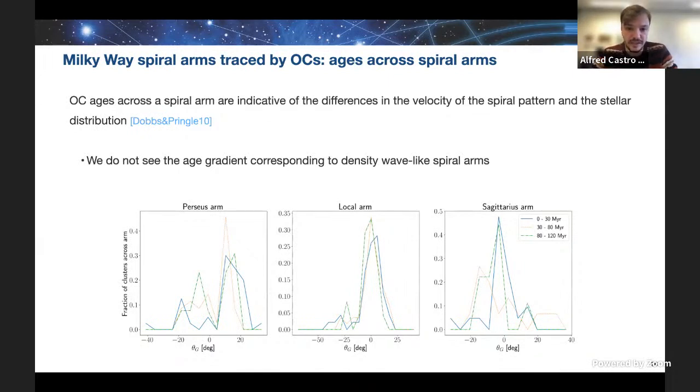So these are for the Perseus, local, and Sagittarius arms. I did not compute that for the Scutum arm because we do not have enough clusters there. And we can see that there is no age gradient of the open clusters along these arms, particularly for the local arm, but also for the other ones. We cannot see the age gradient, and this supports our findings of corotating spiral arms, more or less, and disfavors the density wave in any case.